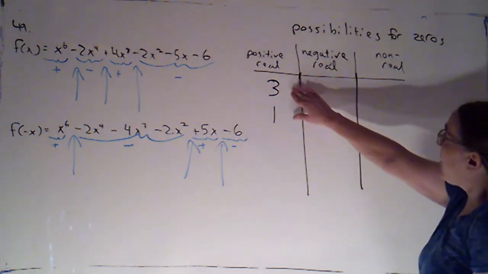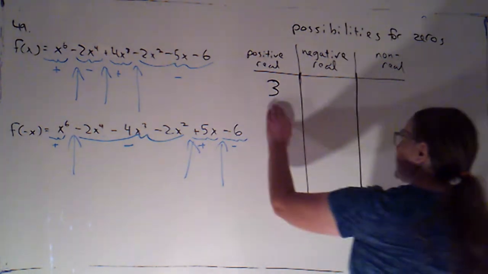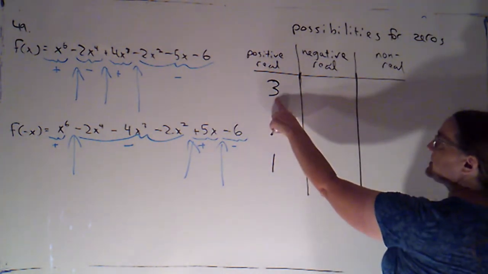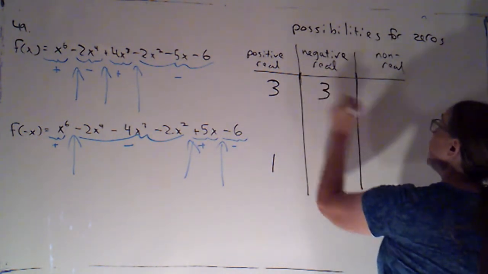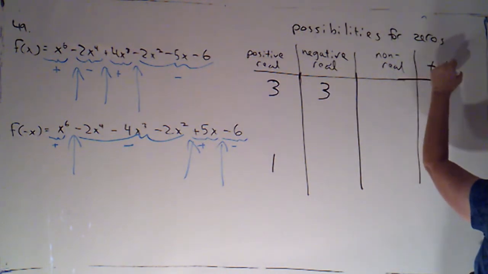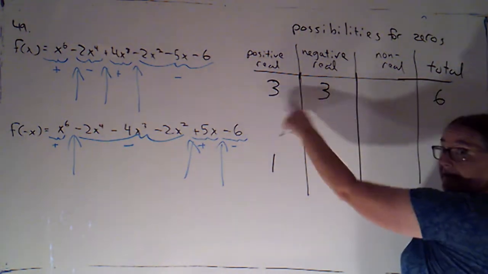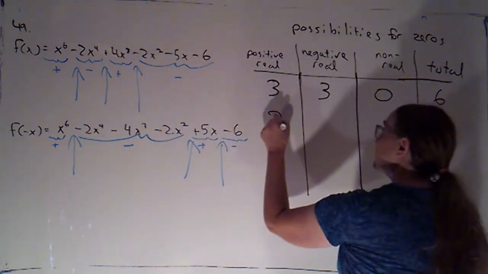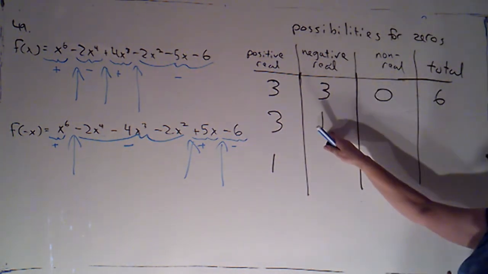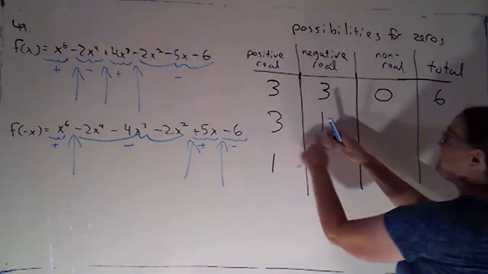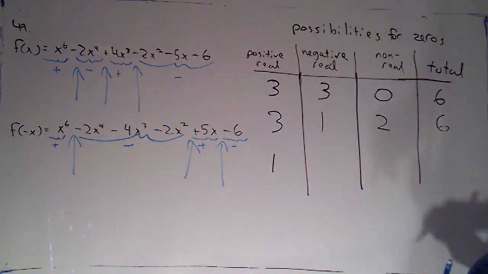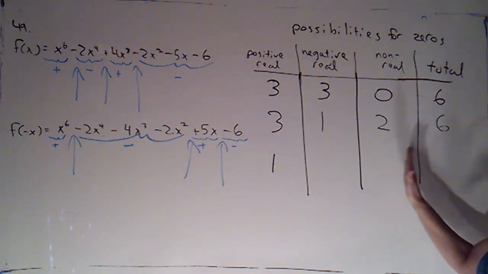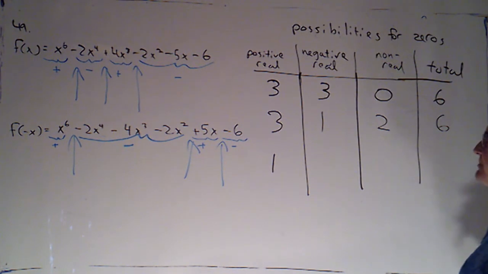Okay. So I need to be careful here. I'm going to actually bump this 1 down a little bit lower, because if I have 3 positive zeros, I could also have 3 negative zeros. Remember, the total has to be 6. That doesn't go above that total. That would just mean I don't have any non-real. But I could have 3 positive reals and only have 1 negative real. Then that gives me 4. I'd need 2 more to make that total 6. And you'll notice we have an even number in this non-real column. I know I have to because they come in conjugate pairs.